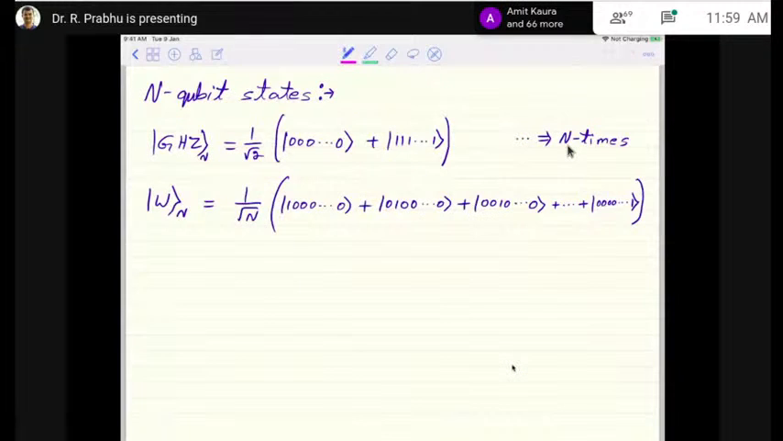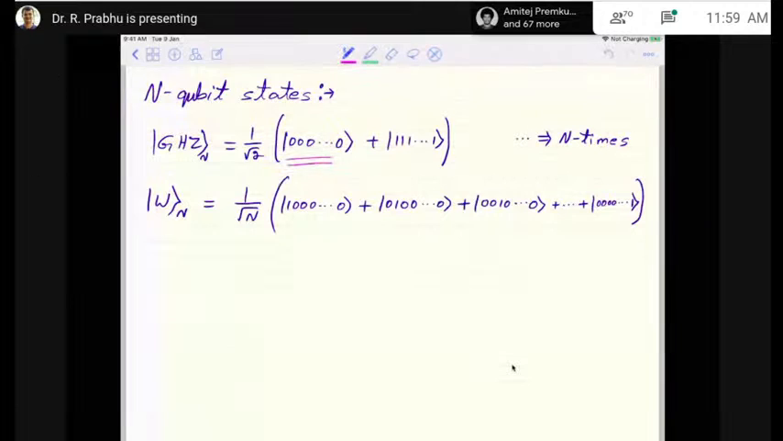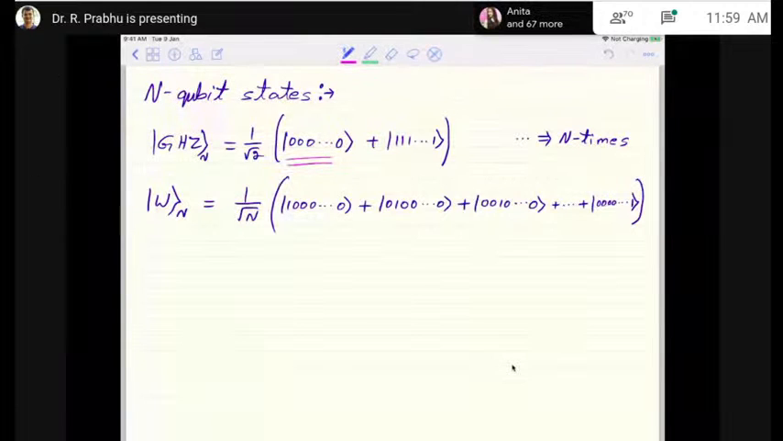So here is the n-qubit GHZ state. If you have n qubits, then you have all n qubits being in one possible state, and all n qubits in the other possible state, and its superposition.